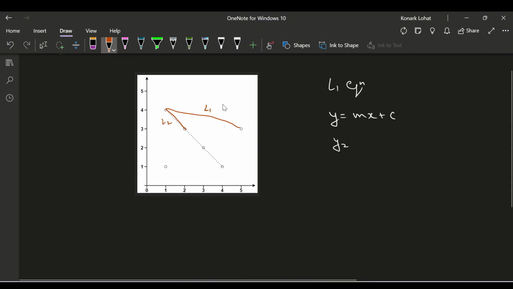This is x2, y2, and this is x1, y1, and this is x3, y3. Or you know what, let's take it in a more sophisticated way. This should be x2, y2, and this should be x3, y3. Fine. And this is simple xy.